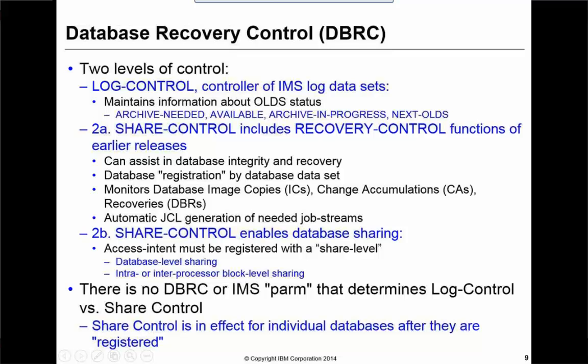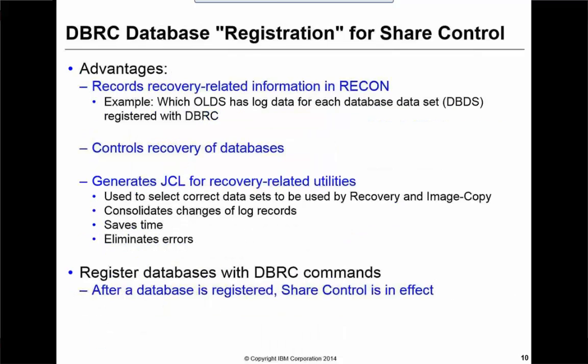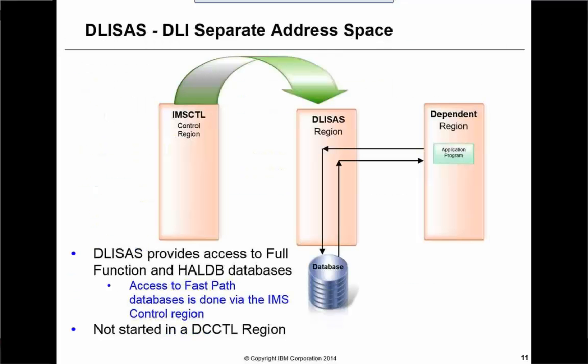Now, by the way, there's no DBRC parameter or IMS parameter that determines whether you're using DBRC in log control mode or share control mode. Share control is ineffective for individual databases until they're registered with DBRC. So the advantages of registering a database with DBRC: DBRC will keep track of all recovery-related information for that database. And if the database takes a hit and you need to recover that database, DBRC will know which logs to use. DBRC will know which image copies it needs of those databases, and it'll generate the JCL, and all you do is simply execute the JCL, and the database will be recovered for you. Okay? And of course, after a database is registered, you can also do share control, which is sharing a database amongst multiple IMS systems. So come on over to the next page.